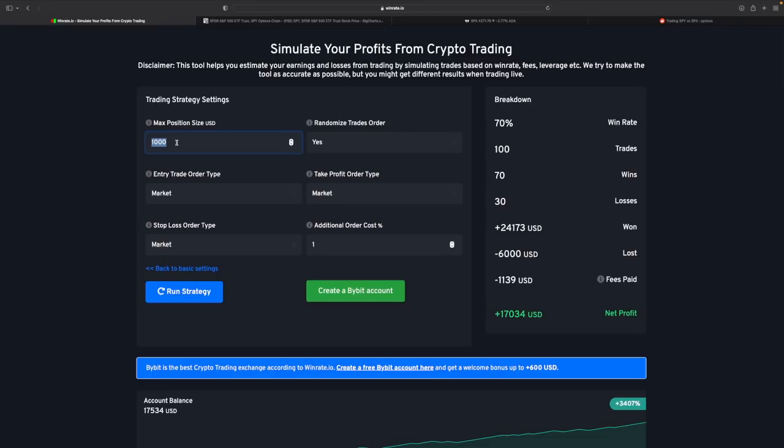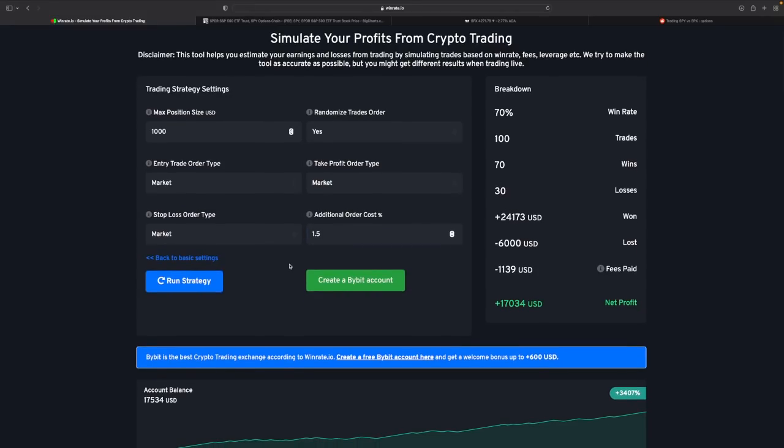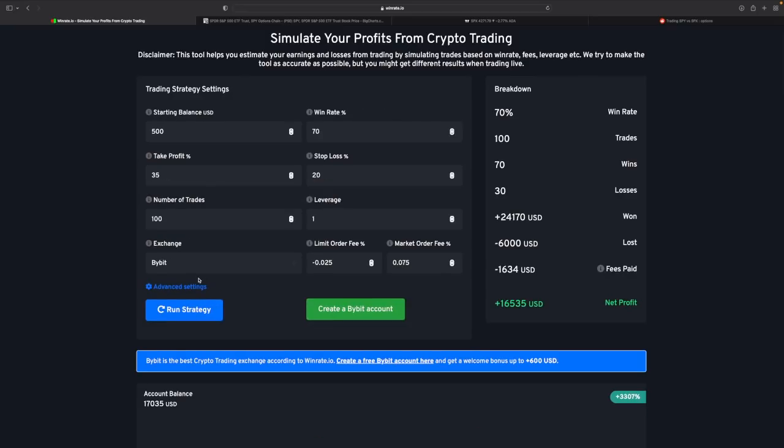So this is amazing, and now the other settings don't matter a lot. The only thing I did here was put the additional order cost at $1. So that means, on average, we are looking at $1 per trade. But we can increase this to 1.5, doesn't matter. This is a rough estimate. And then what I do is I run this strategy, right?